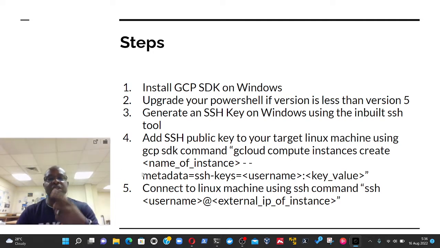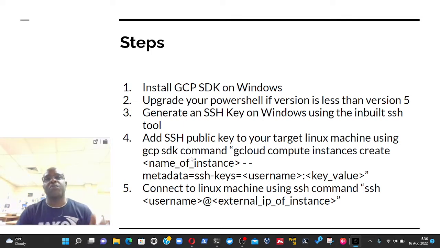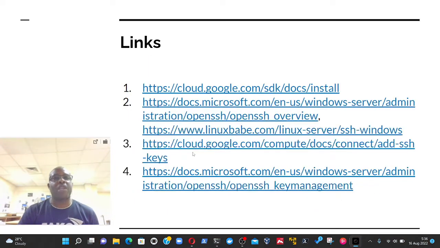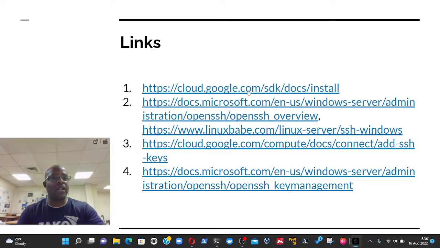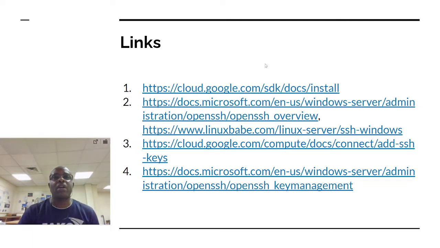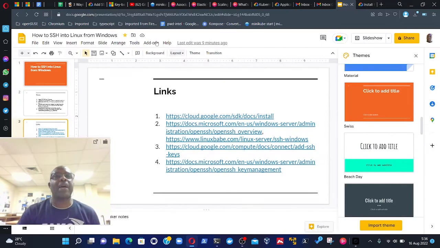After we do that, we simply connect to the GCP instance from our PowerShell. All this will be done from PowerShell. And of course, I'll be providing the links. Follow these links, read them through, and it should help you walk through. So let me get out of here so we can get back to doing that.